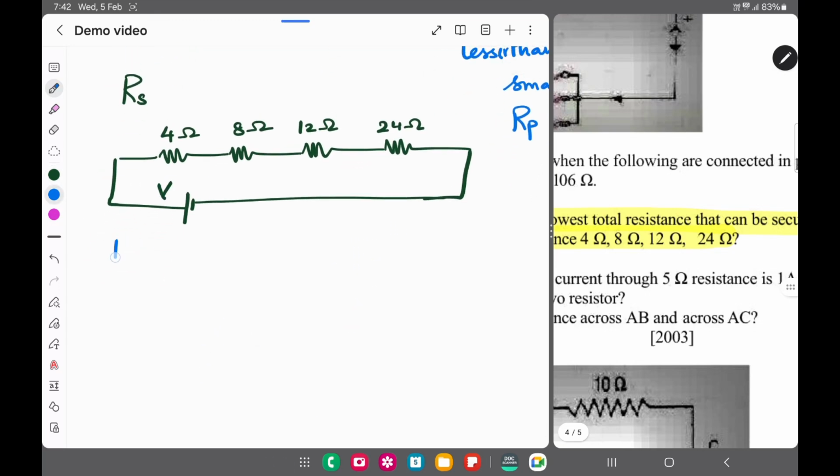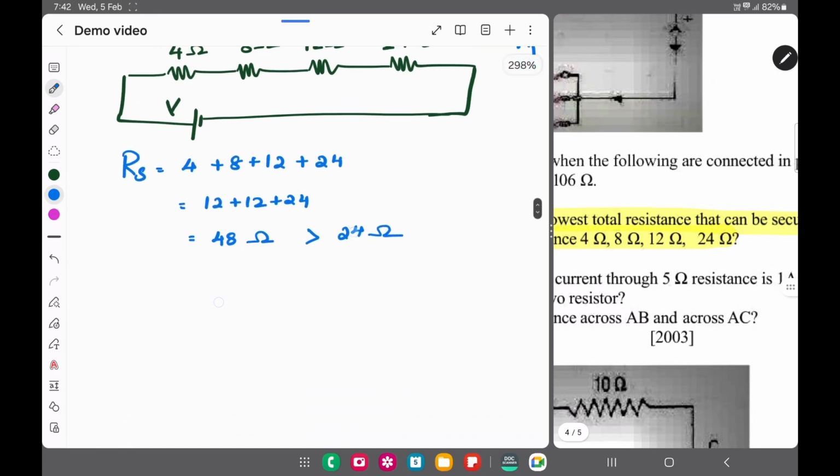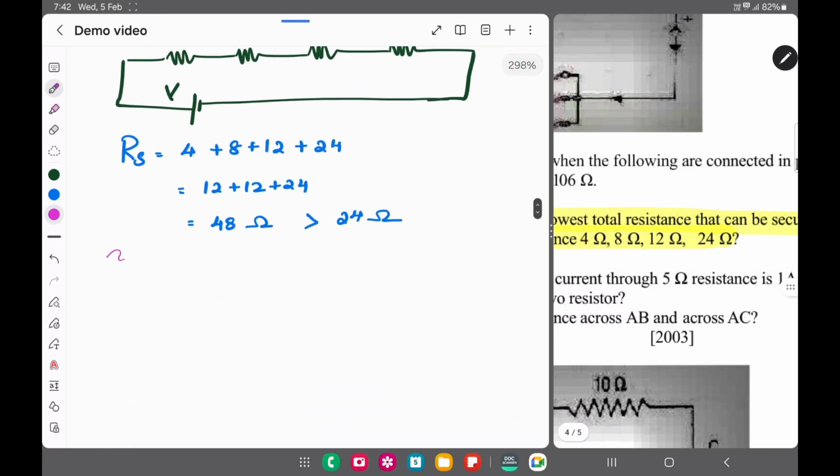Okay, now the series combination is the sum of all individual resistances. So 4, 8, 12 and 24. So that would give you 12 plus 12 plus 24, which is of course 48 ohm. So what happened? This is of course greater than the largest individual resistor, 24 ohm. Correct?